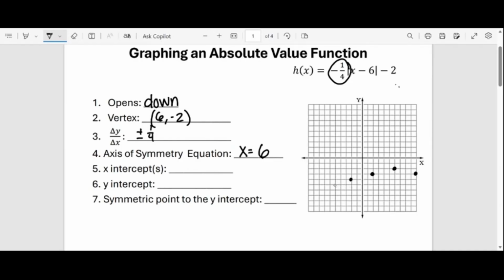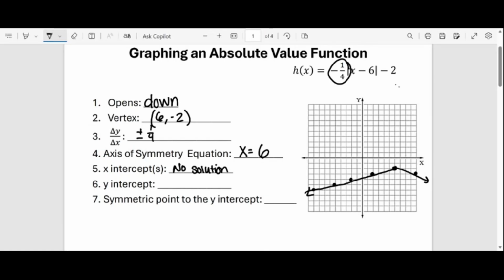Fall 1 to the left 4. Once I have that down, I can draw in my lines and my arrows, and I have an absolute value graph. My next question asks what my x-intercepts are. Because the vertex is down here at 6, -2, so it's below the x-axis, and I have a negative slope, meaning it opens downward, I actually have no x-intercepts because it doesn't cross my x-axis, which is right here. So my answer would be no solution.